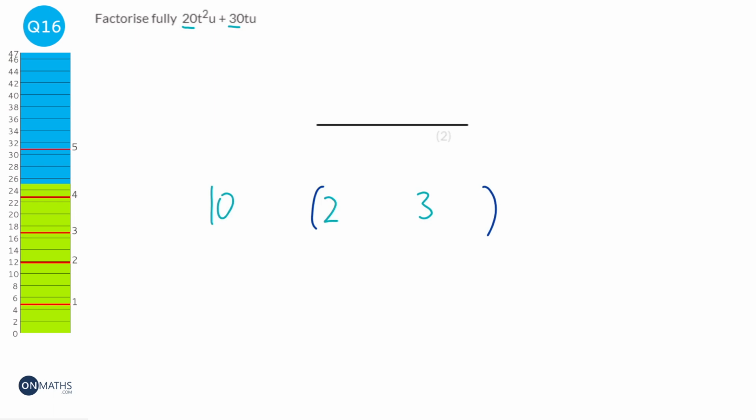Next I'm looking at the t terms. So we've got t squared there and a t there. So we can divide out a t, but that will leave a t on the first term. And finally I'm going to look at the u, and there's just a u on both of them I can factorise out, and actually that just leaves nothing on the inside of the bracket. Now always when you do this, expand the bracket to check if you've made any mistakes.